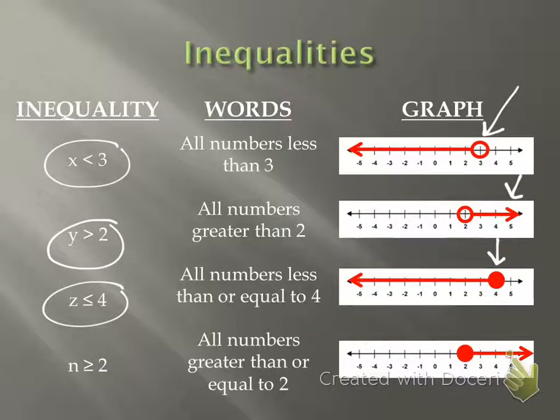Same thing with my last inequality. n is greater than or equal to 2. That's why I have a closed dot on the 2. It can be a part of the solution. And my arrow is going to the right because it's greater than. All the numbers greater than 2 will make it true. All right? Any questions on how an inequality can be graphed on a number line? Any questions?